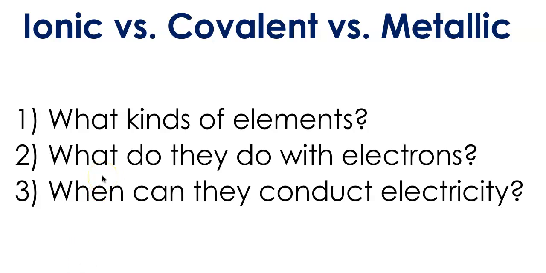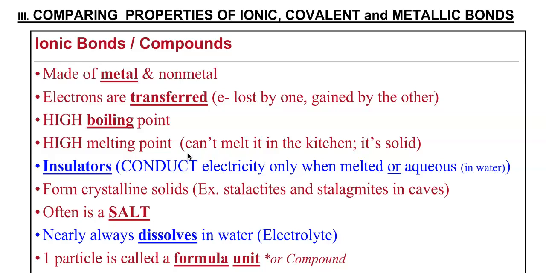Ionic versus covalent versus metallic. So when we're trying to decide what type of bond it is, first you want to think about what kinds of elements are in there, what do they do with their electrons, and when can they conduct electricity. And this is a lot of words, but we'll go through it.